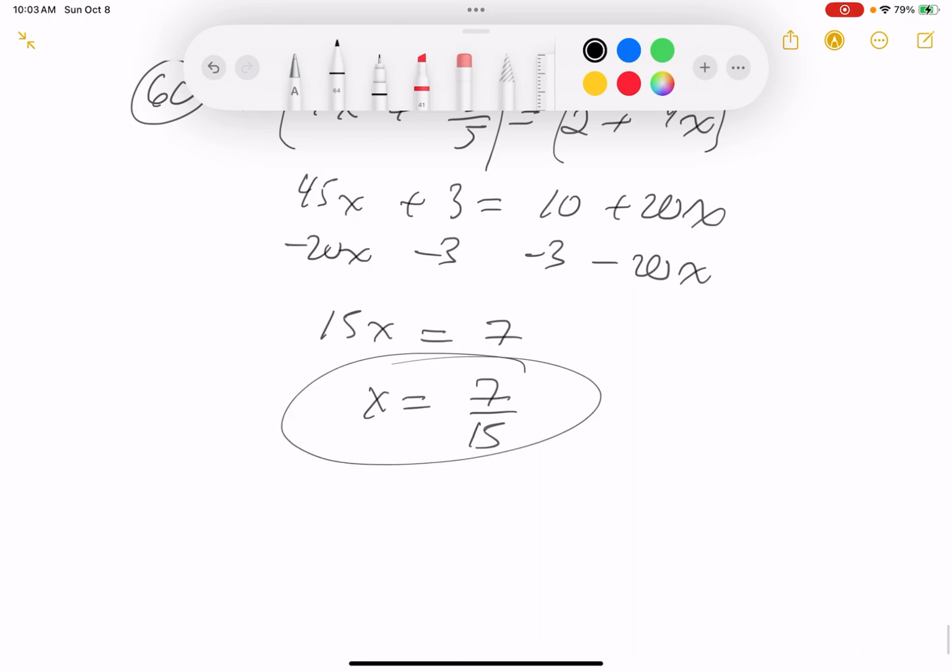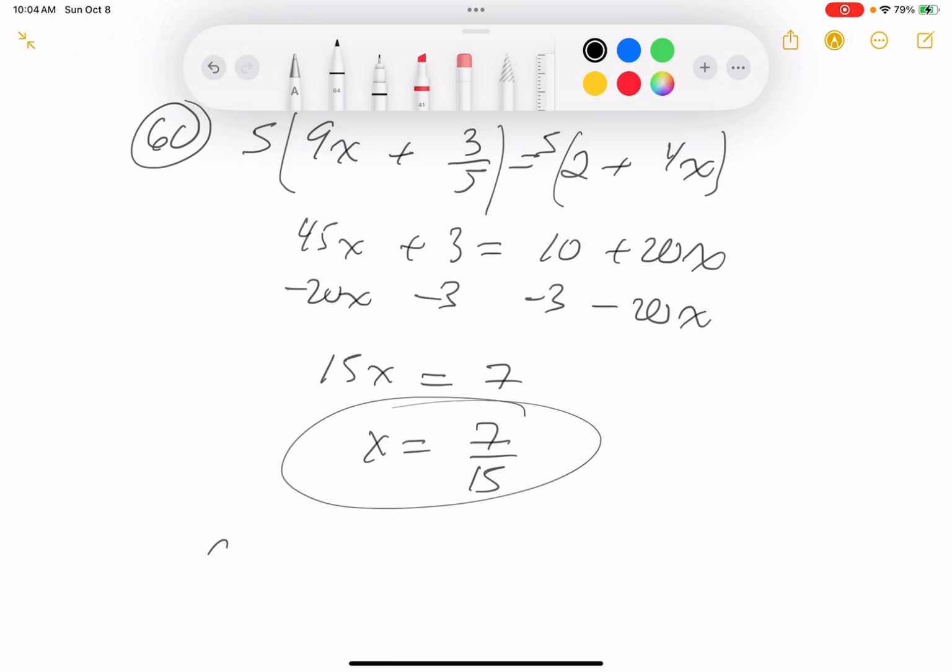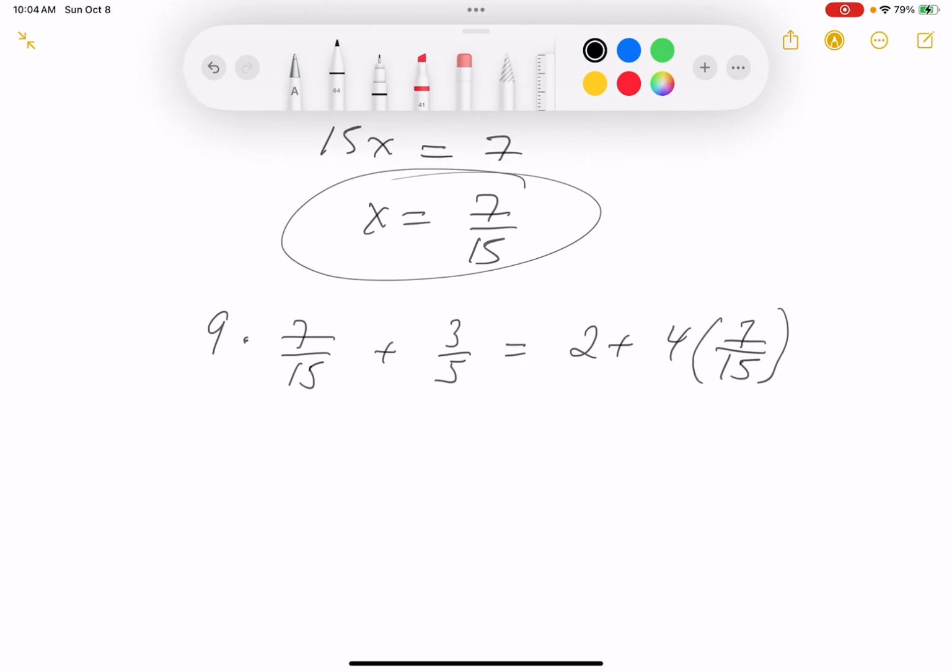7/15. All right, let's check it. Where do you check it? In the original. So you get 9 times 7/15 plus 3/5 equals 2 plus 4 times 7/15. All right, let's do it. And to do that means I'm going to do some arithmetic over here. And the first thing I notice is the 9 and the 15 have a 3 in common. 3 times 7 is 21. And 3/5. And that's 24/5.